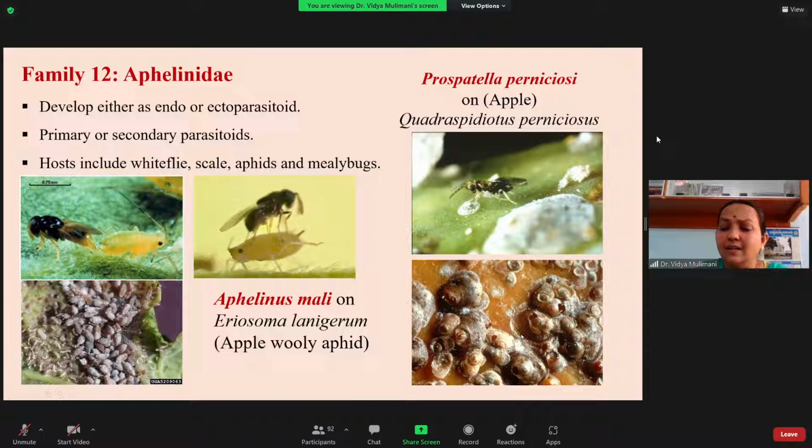That is also there in the case of Prospaltella perniciosi, and also Aphelinus mali. This is a hard scale where the coating is very hard, especially in the apple, and this is Aphelinus mali, which is mainly used for the control of the woolly aphid in the apple ecosystem. So these are the 12 families I have just covered under the order Hymenoptera. At least try to remember 10 families from the Hymenoptera.